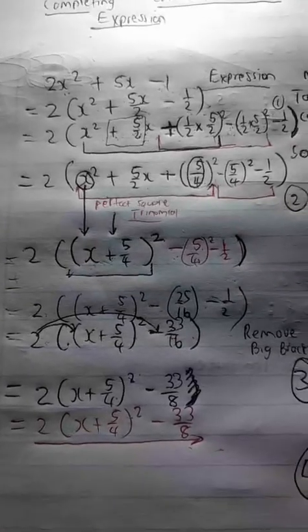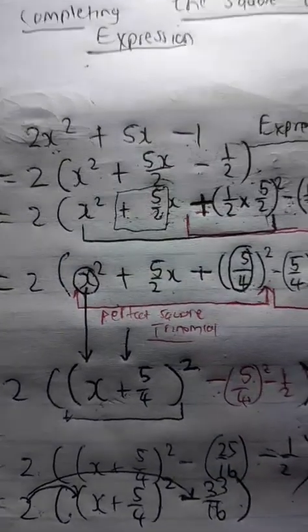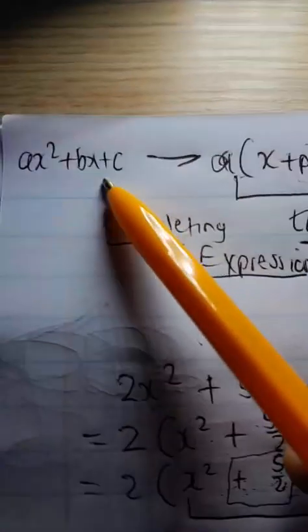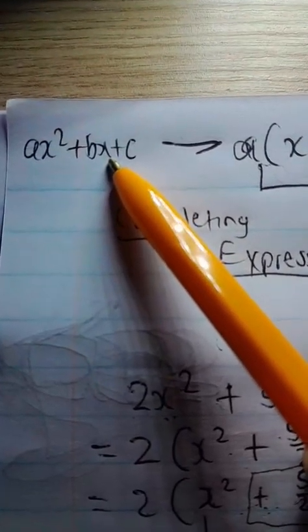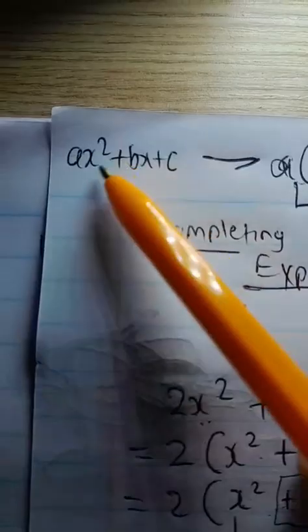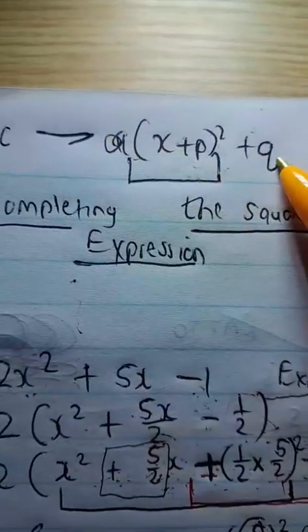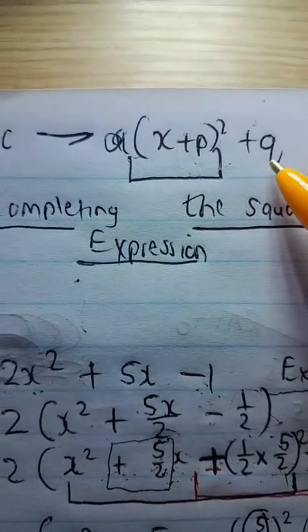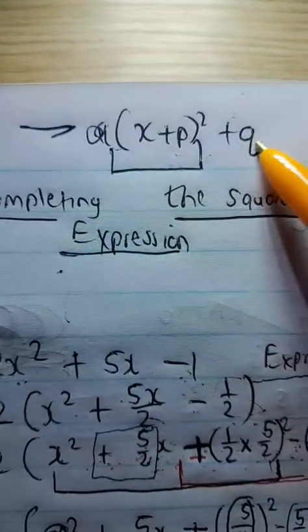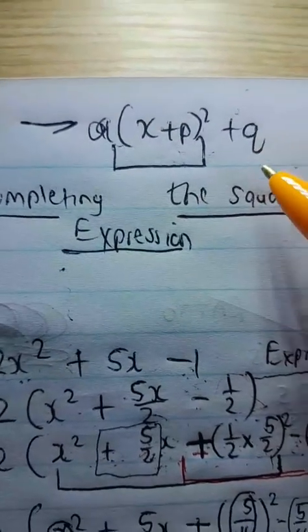I need to first be confident that you guys understand how we go about completing the square of a quadratic expression. The goal or the objective of completing the square of a quadratic expression is to change a quadratic expression of this form to this form. That is the goal and the objective of completing the square of a quadratic expression.